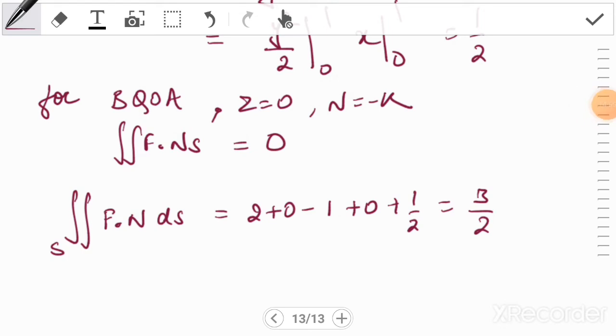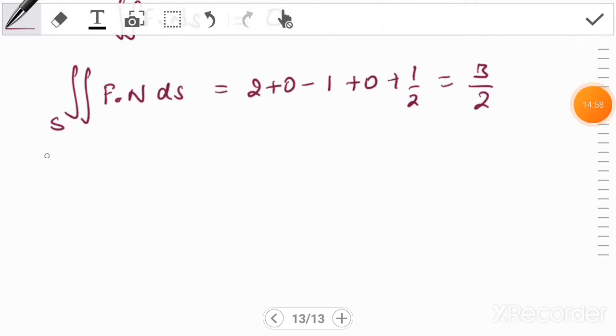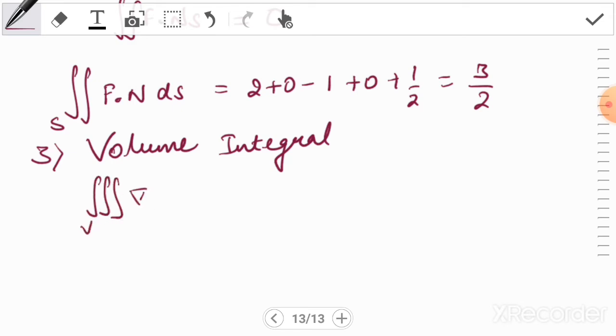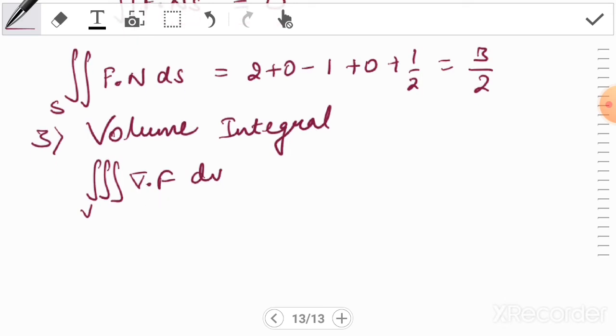Next is volume integral. So any integral evaluated over a volume is called a volume integral. The volume integral is given by del dot f dv, where del dot f is the divergence of f. Okay, so let us understand this with an example.